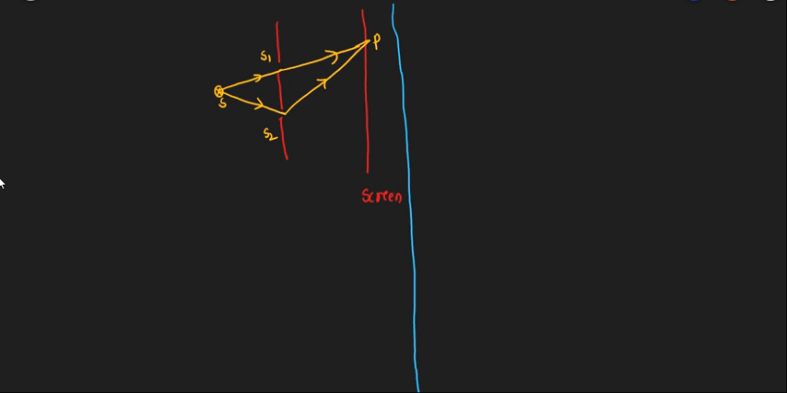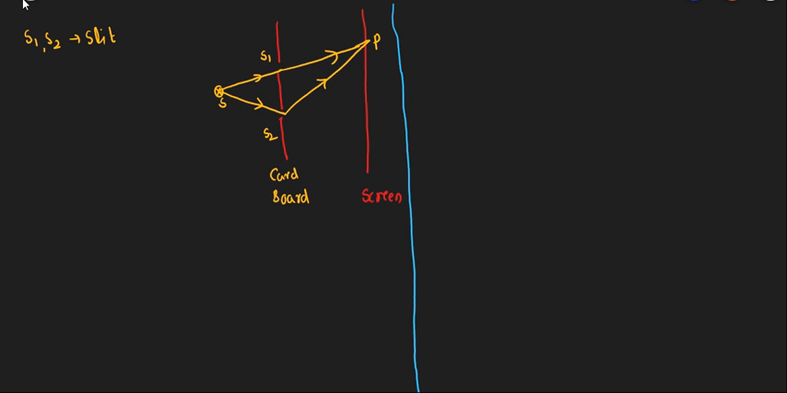Look here, the two light rays are moving, and one light ray started from S1. Actually, this is a cardboard with two openings, two holes, S1 and S2. Those holes are called slits. S1, S2 are called slits. Slits means they are openings through which the light passes.